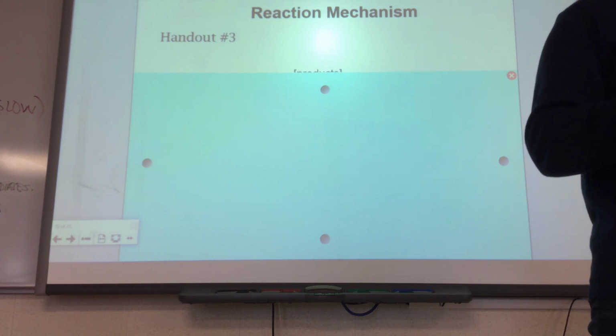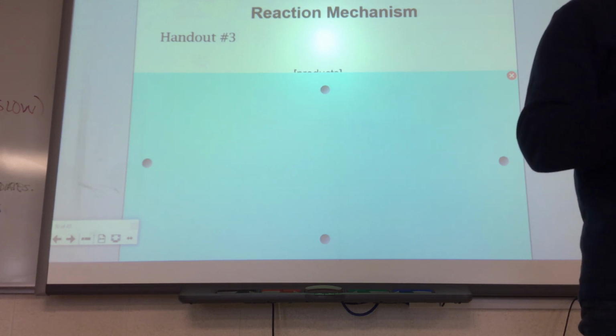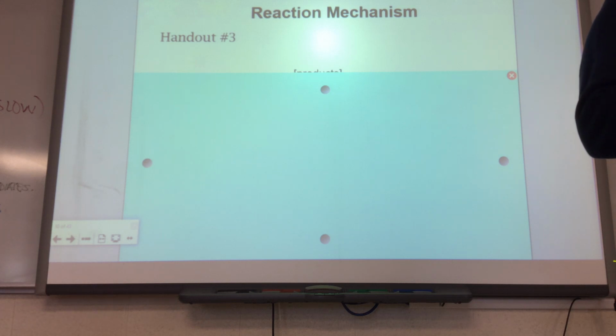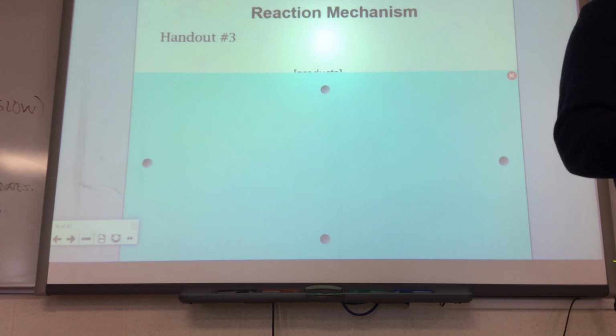How about number 2? Do you like number 2? I love number 2. Number 2, we do have a slow step including an intermediate. So we replace the M with B, and then we have rate equals k times A times B, which is the rate law. Both of them first order.